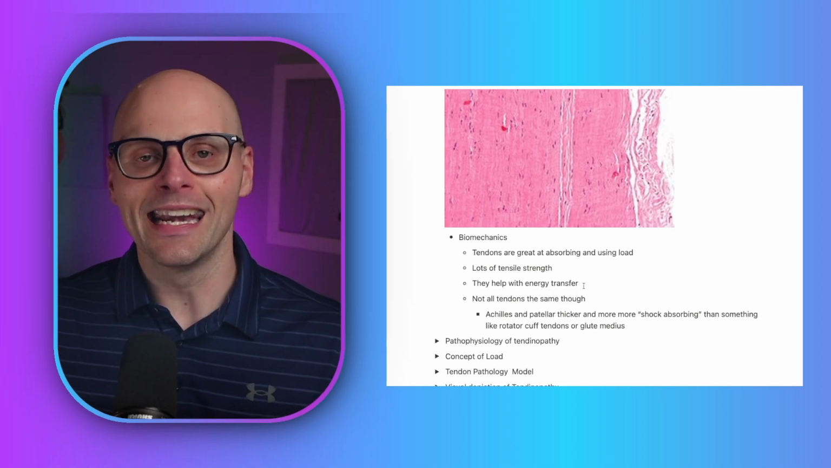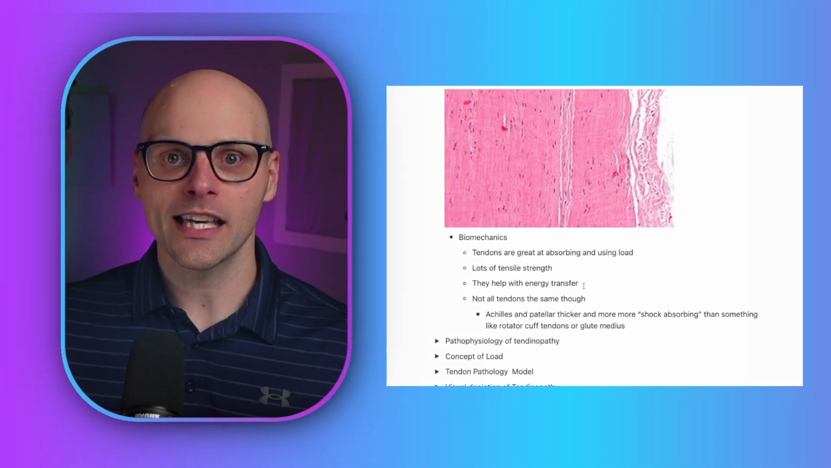That being said, not all of these tendons are the same. The Achilles and the patellar are thicker and more of a shock absorbing type thing. That's how I think about it. Whereas something like the rotator cuff or the glute medius tendon on the greater trochanter, those aren't so much shock absorbing.